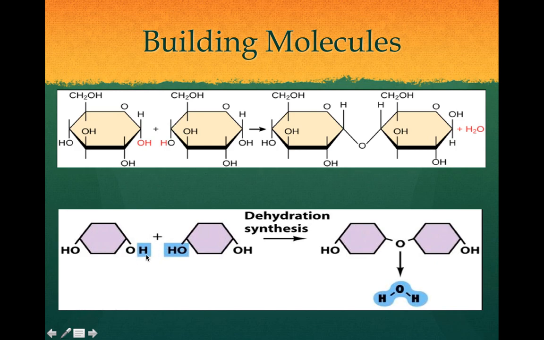Same thing here, it's just a simpler version. We have an H and an OH. If I want to join these 2 together, I need to remove them to make room for this bond. And here are the oxygen and the 2 hydrogens that I removed. So guys, with dehydration synthesis, water is always going to be on the side of the products. And we're always going to go from singular pieces to one larger structure.